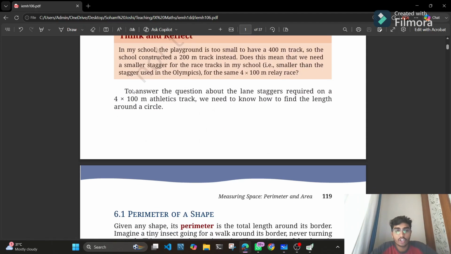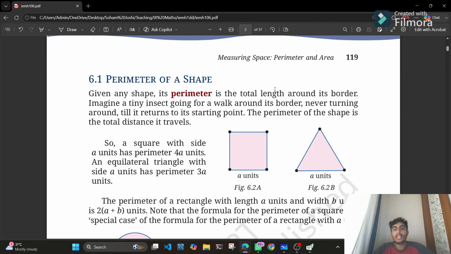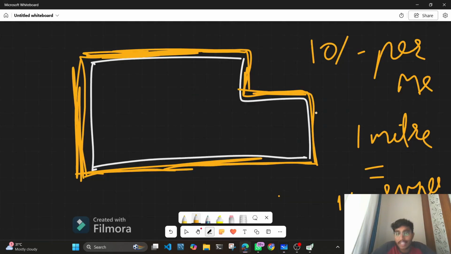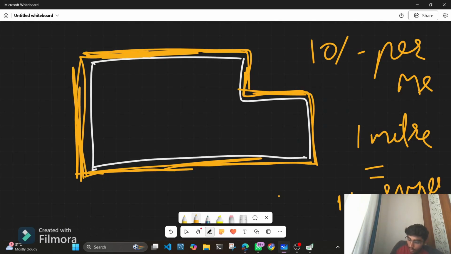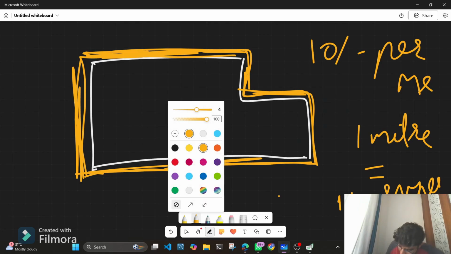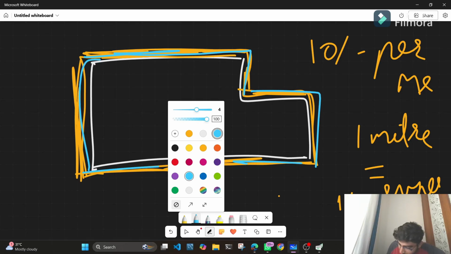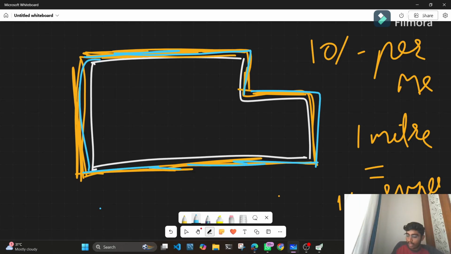If we look at the definition, perimeter is the total length around the border of any given shape. So basically, if I fence this area, the fencing needed is equal to the perimeter of the shape. We'll see later how to calculate the perimeter. I hope this is understood.